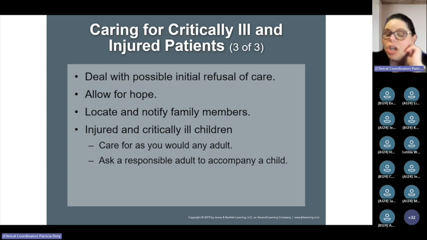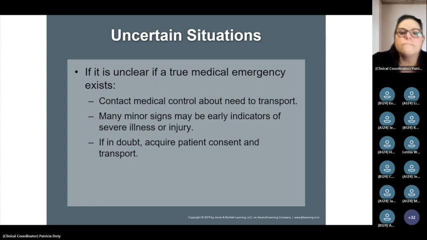If you're dealing with a child, care for them as you would an adult, and ask a responsible adult to accompany the child, okay? So what if we have an uncertain situation? Sometimes it's unclear if the medical emergency even exists. So go ahead and put the monkey on the back of the med control physician and call them. Many minor signs may be early indicators of severe illness or injury. If in doubt, acquire patient consent and go ahead and just transport. Just do that.